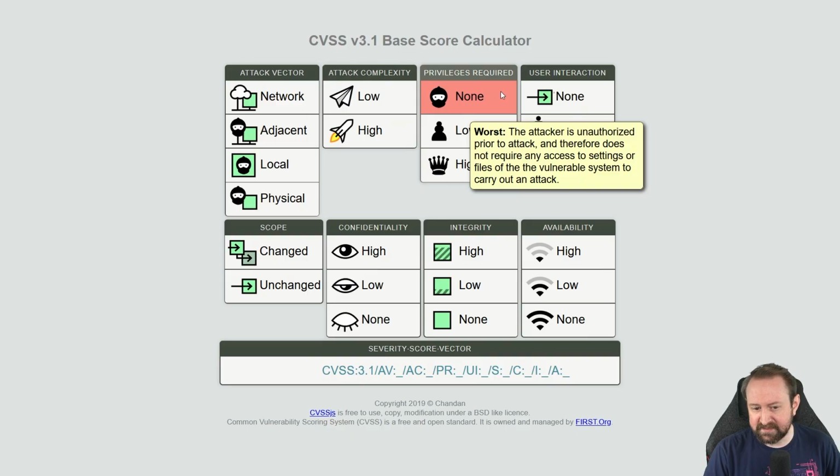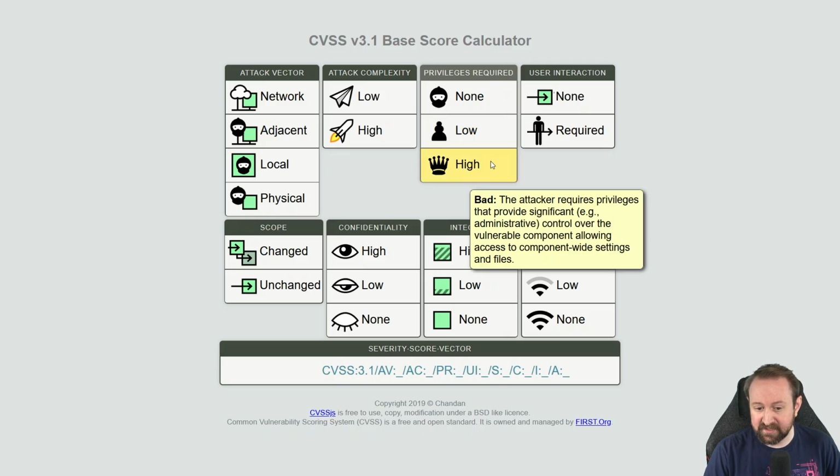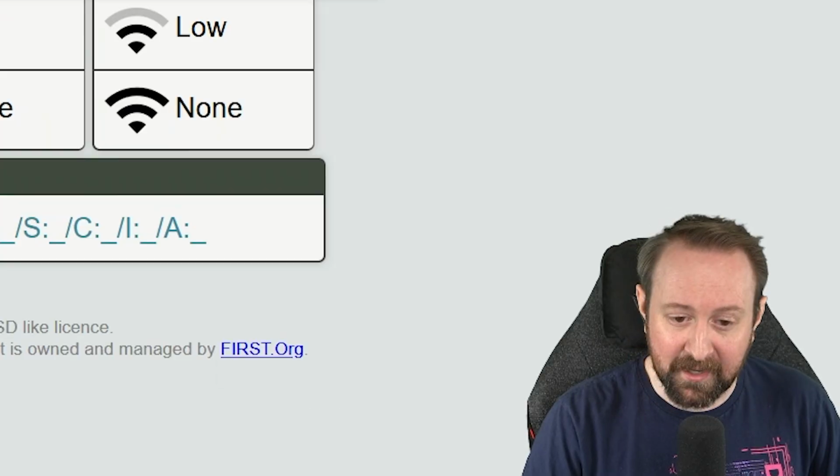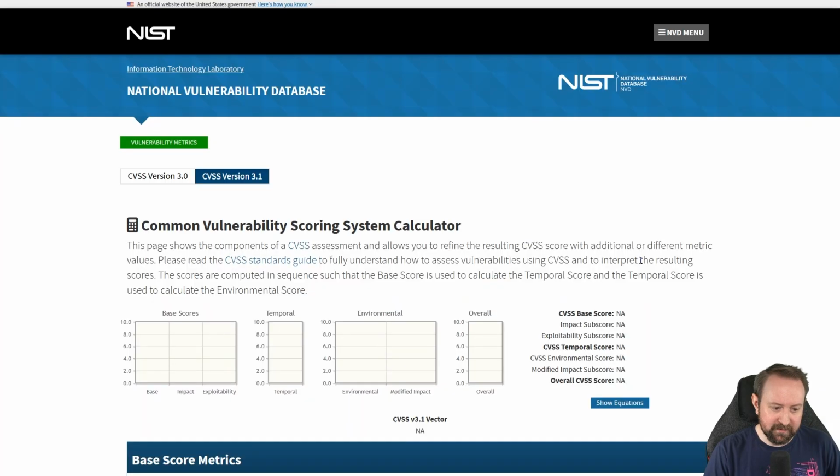So if a vulnerability doesn't require any privileges to execute, that's bad. If it requires a low privileged account, that's okay. And if it requires a high privilege, that's better, because obviously the assumption is you don't have a high privileged account. It's nice and color coded and it has these icons, but we're going to stick to the official NIST one for this video.